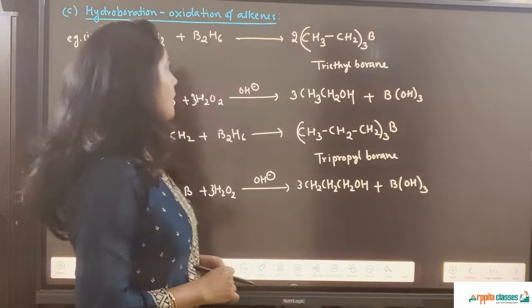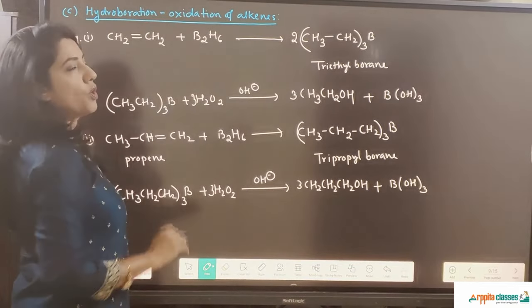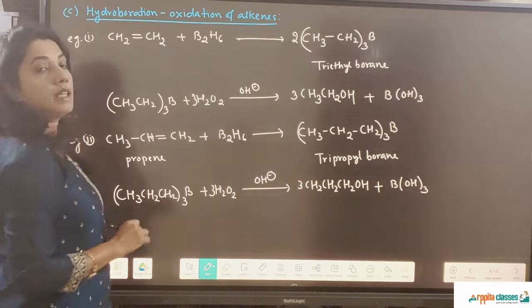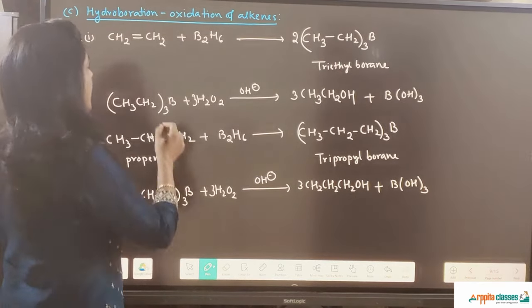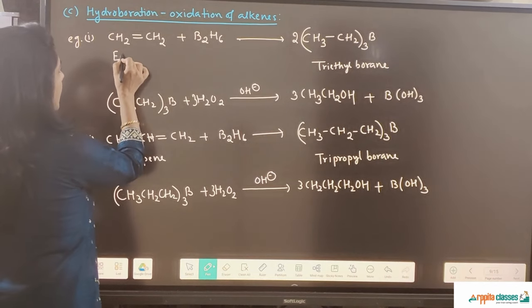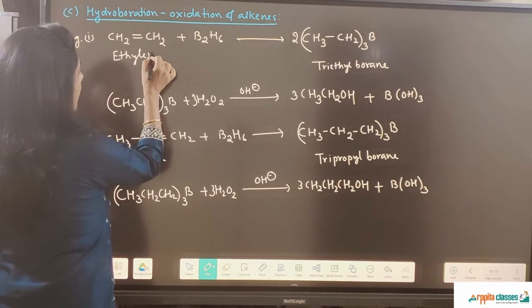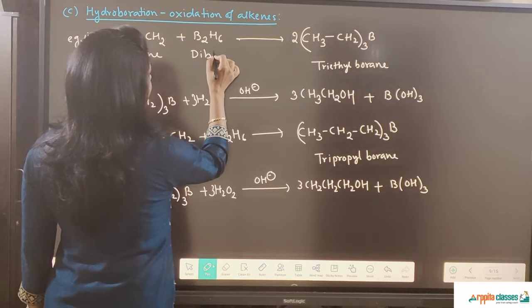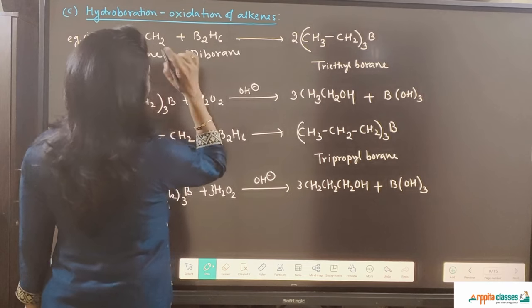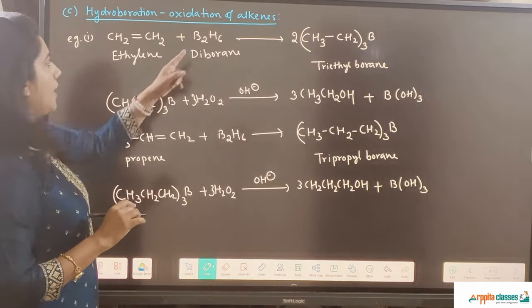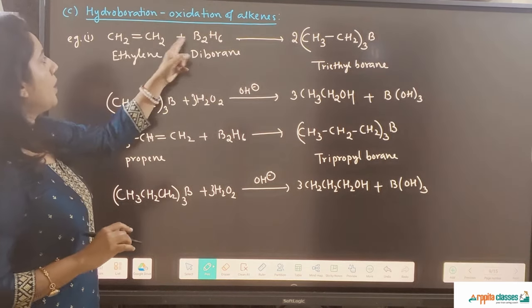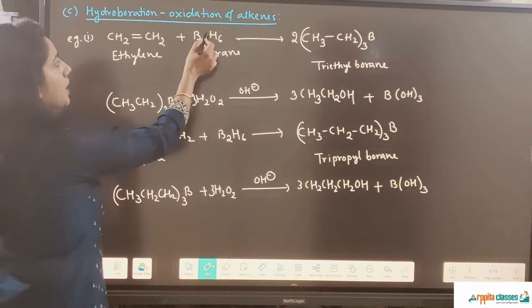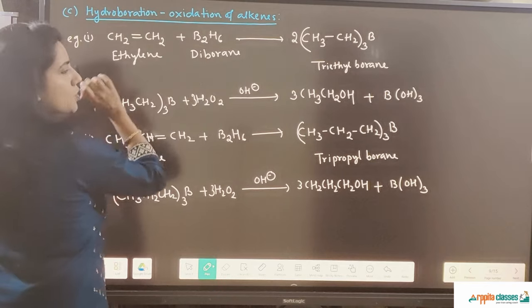So the third preparation of alcohol is from hydroboration oxidation of alkenes. Hydroboration oxidation. So here we treat the alkene with diborane. B2H6 is called diborane. This is my ethylene. Again I am starting with ethylene, the first member of the alkene series, and this is diborane. So what happens is, hydrogen gets attached to this carbon and boron gets attached to this carbon. Addition reaction again. Hydrogen gets attached to one carbon and boron gets attached to another carbon.